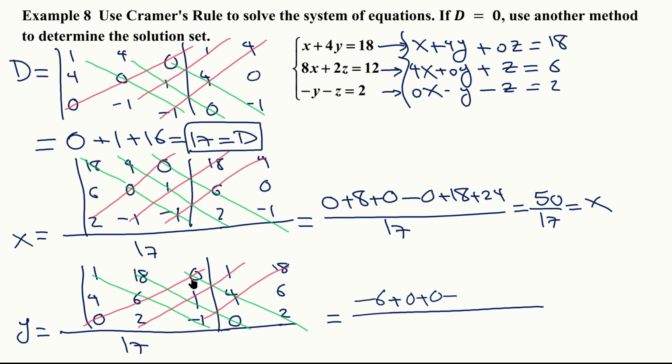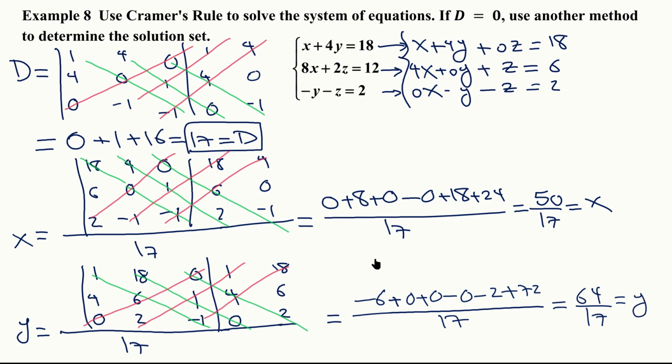So the first product is 0. The second one is 2, so -2. And the third one is going to be -4 times 18, which is 72. So minus -72 becomes plus 72, all over 17. The zeros are just not going to do anything for us. So 72 minus 2 is 70, minus 6 is 64 over 17.